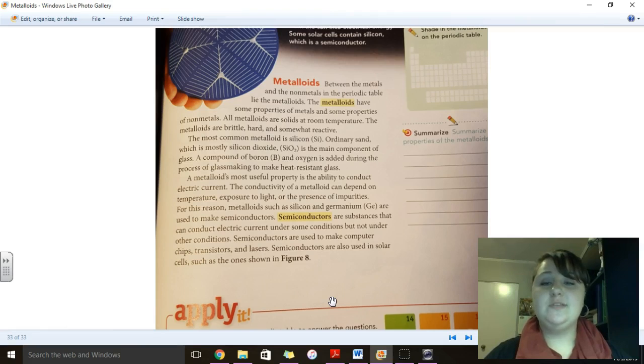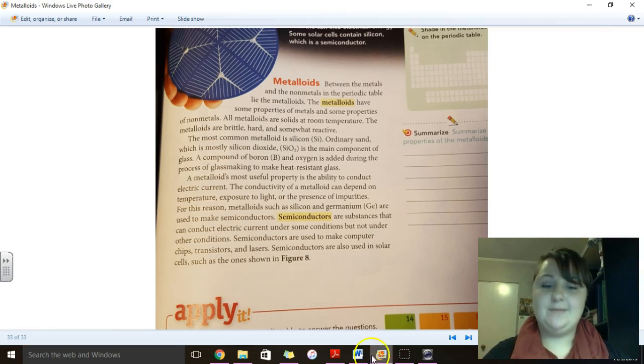Ordinary sand, which is mostly silicon dioxide, is the main component of glass. A compound of boron and oxygen is added during the process of glass making to make heat-resistant glass. A metalloid's most useful property is the ability to conduct electric current. The conductivity of a metalloid can depend on temperature, exposure to light, or the presence of impurities. For this reason, metalloids such as silicon and germanium are used to make semiconductors. Semiconductors are substances that can conduct electric current under some conditions, but not under other conditions. Semiconductors are used to make computer chips, transistors, and lasers, and also in solar cells.